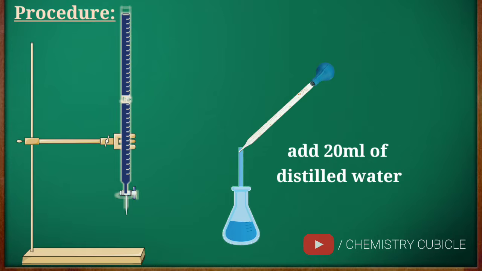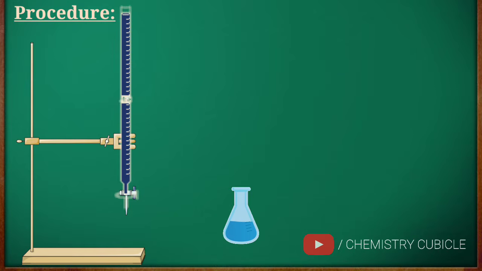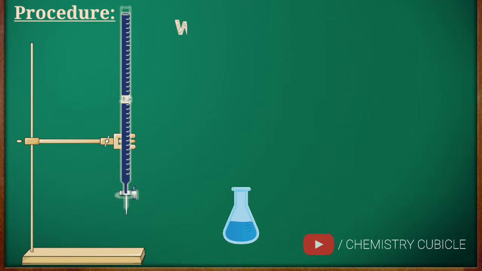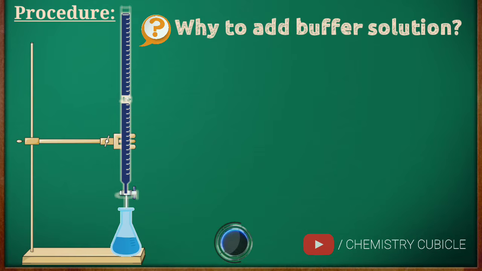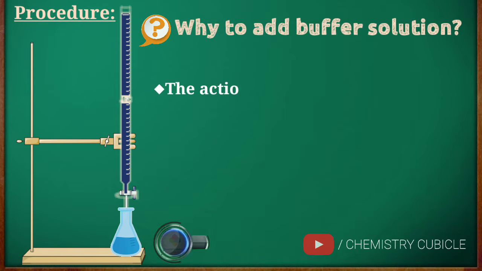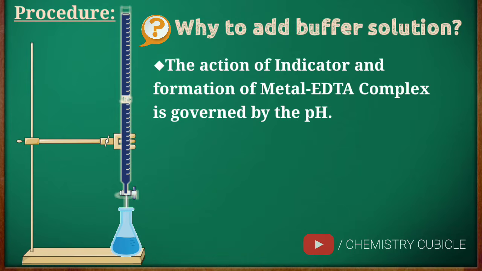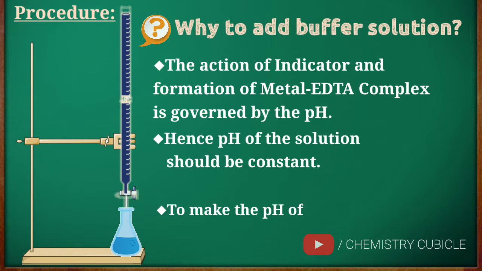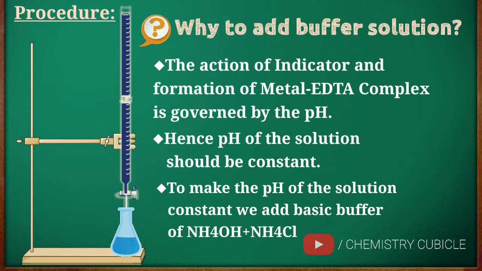Also add 10 to 20 ml of distilled water to the conical flask, and now add approximately 3 ml of basic buffer solution. The question that may arise in your mind is why we are adding the buffer solution. The reason is that the action of the indicator and the formation of the metal-EDTA complex are governed by the pH. Hence, the pH of the solution has to be constant, and we make it constant by adding a suitable buffer. In this case, we are adding the basic buffer solution of ammonium hydroxide and ammonium chloride.